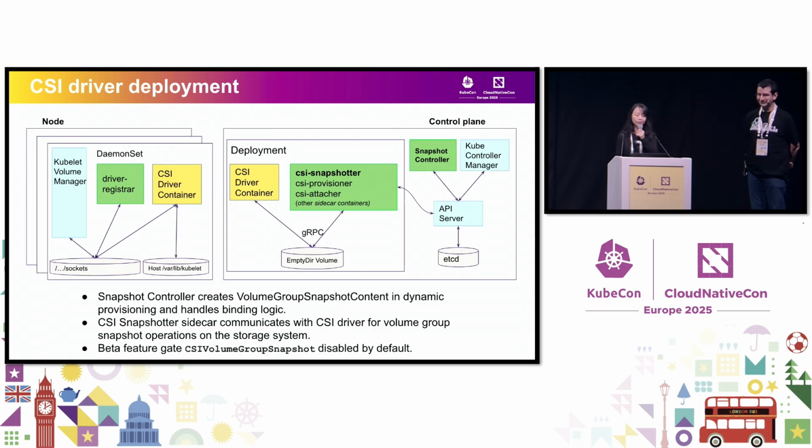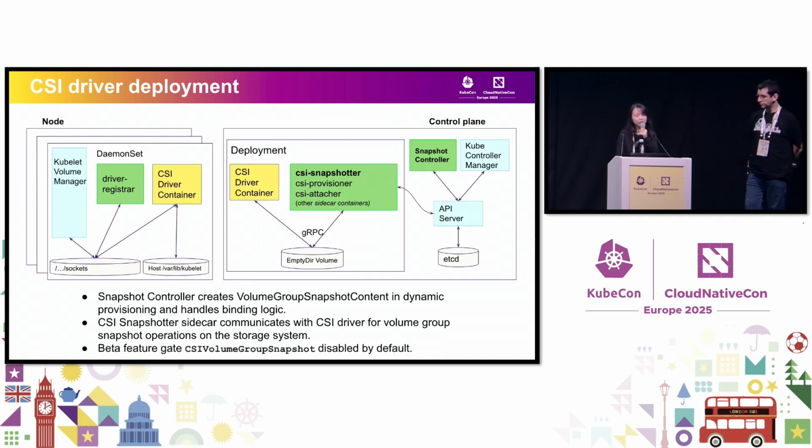In this diagram, we show how the CSI driver is deployed and how various components that support volume group snapshots are working together. We added the volume group snapshot support through the snapshot controller and the CSI snapshotter sidecar. Snapshot controller does the heavy lifting. It creates the volume group snapshot content in case of dynamic provisioning, and it is responsible for binding the volume group snapshot and the volume group snapshot content.